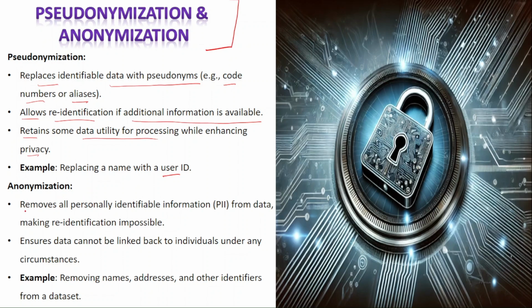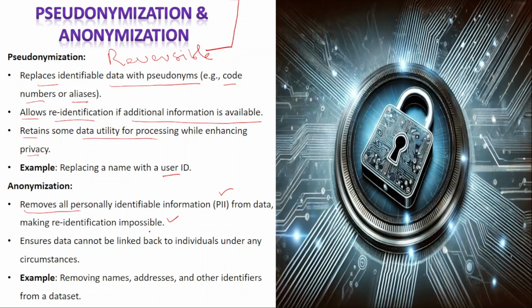Anonymization removes all personally identifiable information, that is PII, from data, making re-identification impossible. It means that it is irreversible. Pseudonymization is reversible. So remember this from the exam point of view: you can extract the actual user name from the user ID using the system, but in anonymization the process is irreversible.